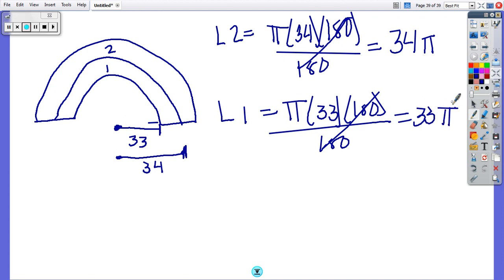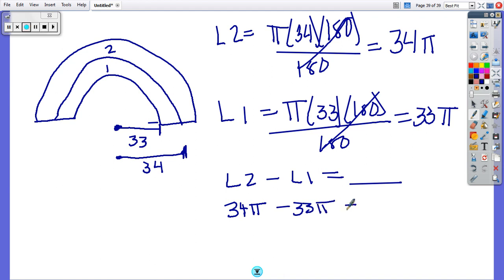So how much longer is lane 2 than lane 1? I'm going to do lane 2, take away lane 1, and that's going to give me my difference. So 34 pi minus 33 pi is equal to pi. And pi is approximately 3.14 meters. So that means that lane 2 is about 3.14 meters longer than lane 1.